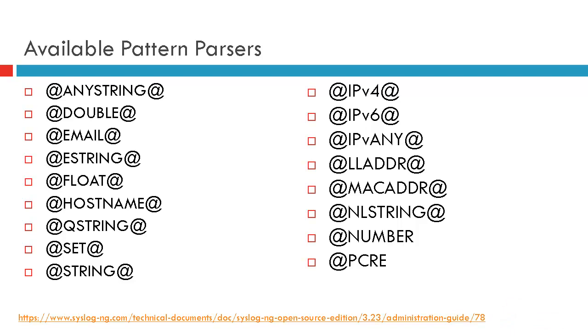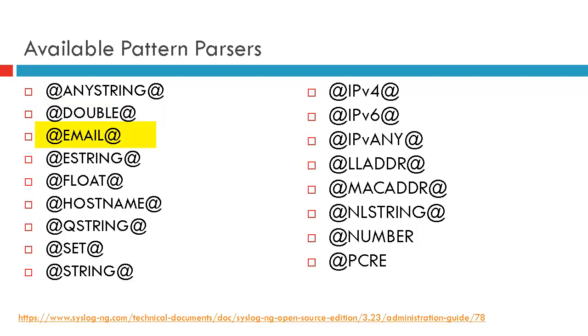The first one we have in the list is the ANYSTRING parser. It parses everything to the end of the message, and you can use it to collect everything that is not parsed specifically to a single macro. This can be very useful when building out a new parser, creating a catch-all parser, or when you are debugging a new parser. The DOUBLE parser is an alias of the FLOAT parser and is used to parse or match a floating point number that may contain a dot character.